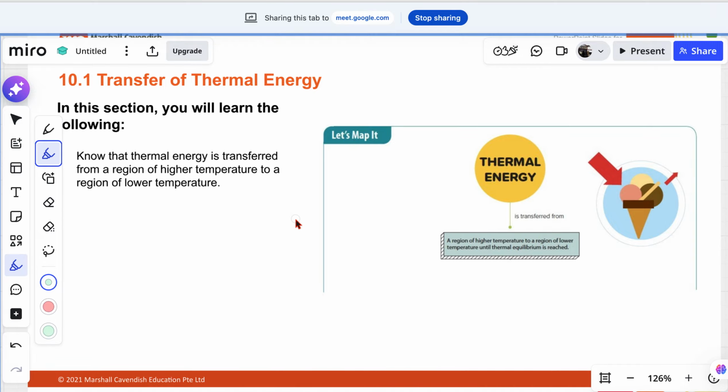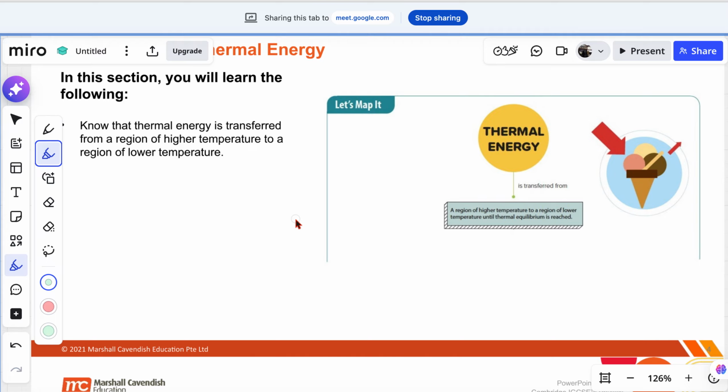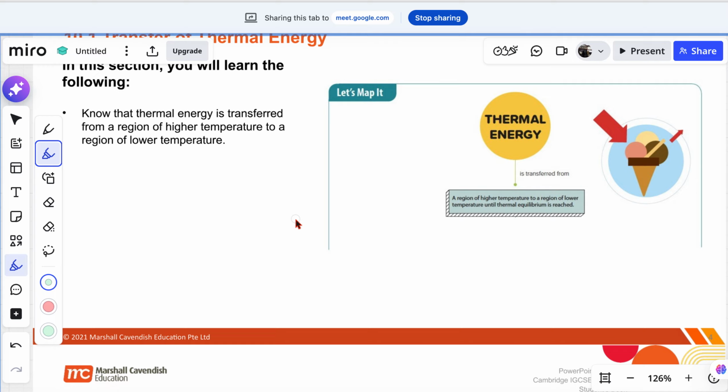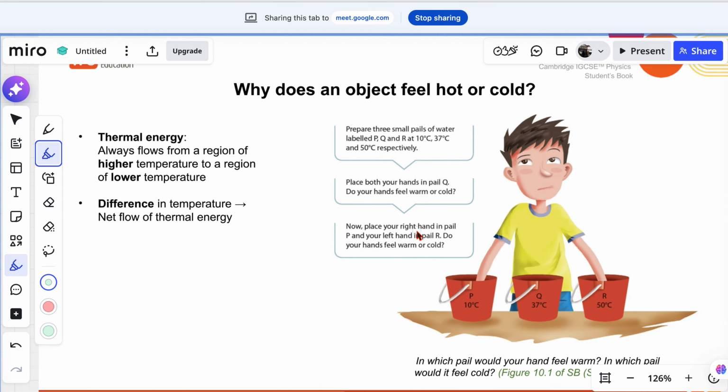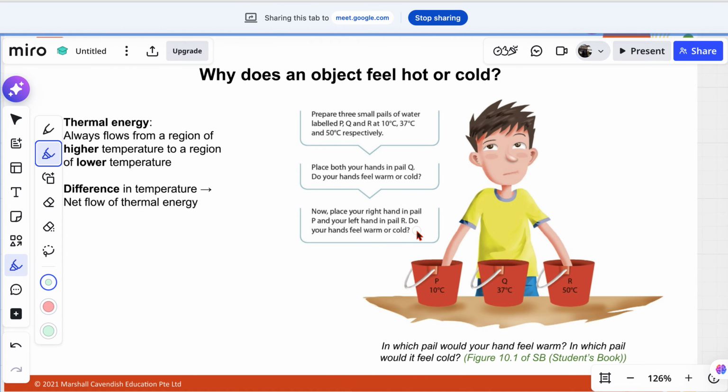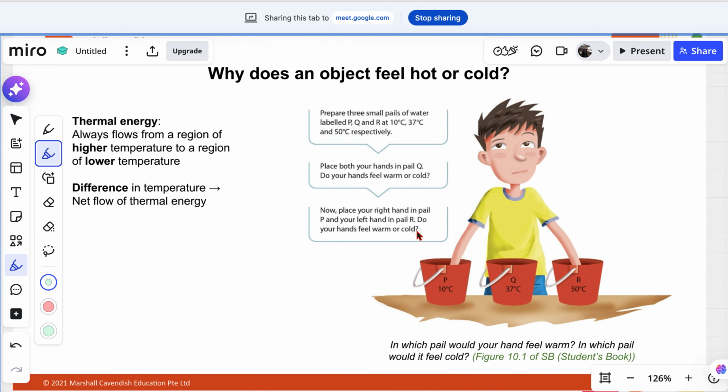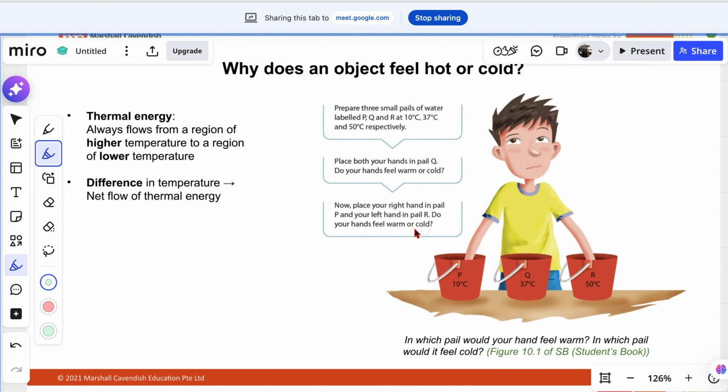Here we are going to know the thermal energy transferred from a region of higher temperature to a region of colder or lower temperature. Without much ado, let's take a look at an everyday experiment, something we can use to verify this concept. Why does an object feel hot or cold? Because of the transfer of thermal energy. Objects feel hot or cold due to the transfer of thermal energy.